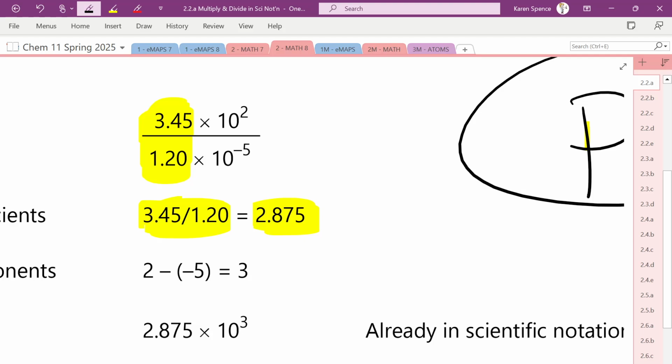What if it were adding and subtracting? Throw the sig figs out the window and just worry about your uncertain digits. Okay? So this would round to 2.88 because we have 3 sig figs and 3 sig figs.